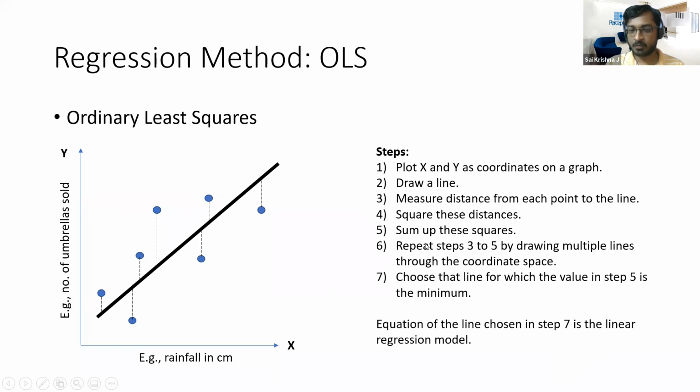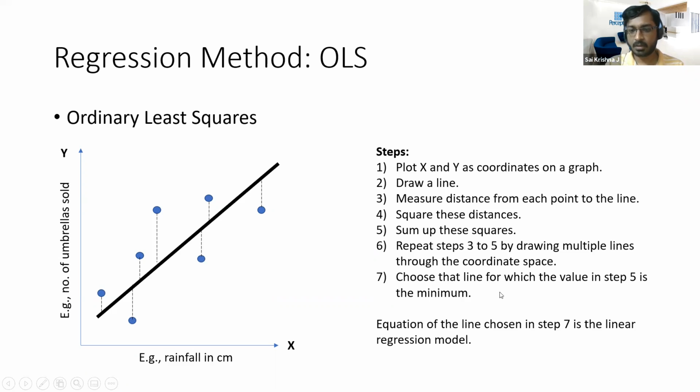Okay, and it will choose that particular line for which the value in step 5, that is the sum of these squares, is the minimum. That particular line for which the sum of squares is minimum will be chosen as the regression line. The other name for this regression line is the line of best fit. So why do we call it the line of best fit? It is because all these points collectively are located closest to that particular line than to any other line. So that is why we call it the line of best fit.